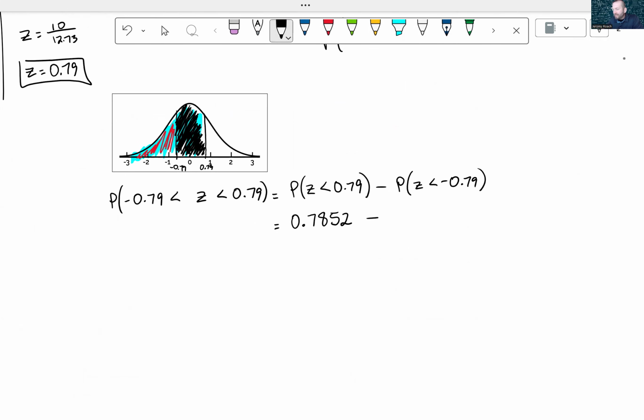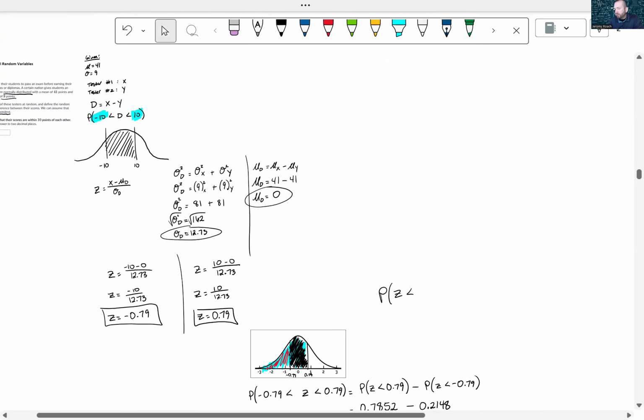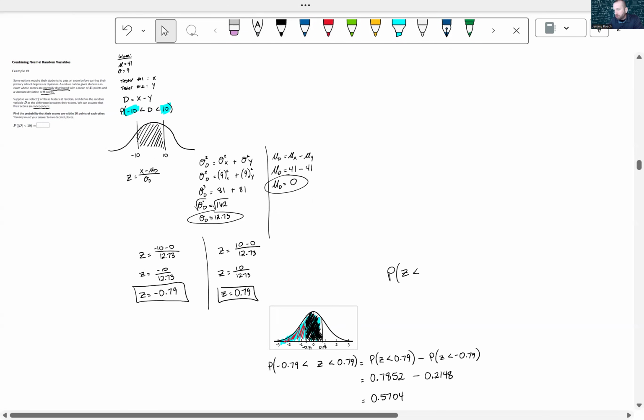And for Z is less than negative 0.79, that value is 0.2148. And again, those were from the Z table, just looking at the table there. Okay, and when we subtract all that out, we get an approximate answer of 0.5704.